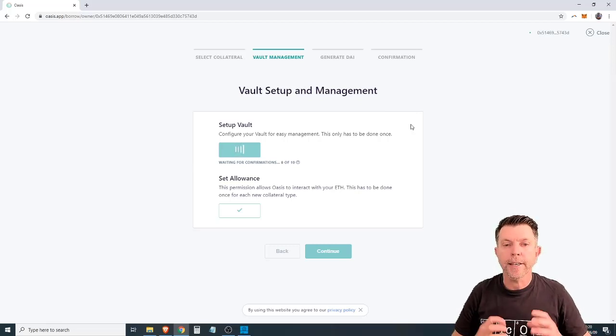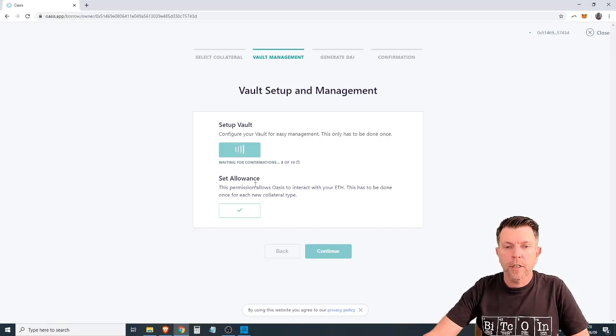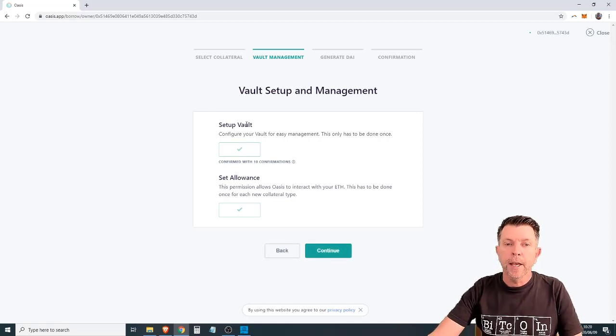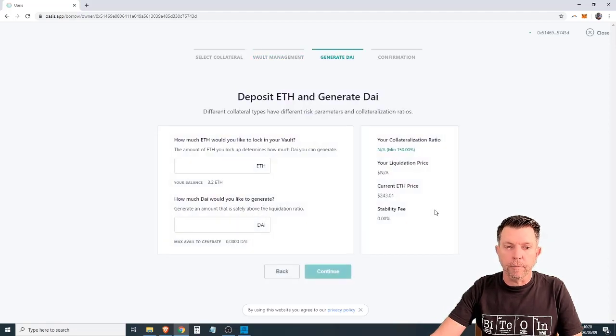Once you click that, it does take some time for the confirmations to go through. As you can see here, we're waiting for 10 confirmations. Bitcoin confirmations, we all know, take around 10 minutes. Ethereum confirmations take around 15 seconds. So Ethereum blocks are a lot quicker than Bitcoin. But once again, you don't need to know that. Once you've set that up, you simply click continue.